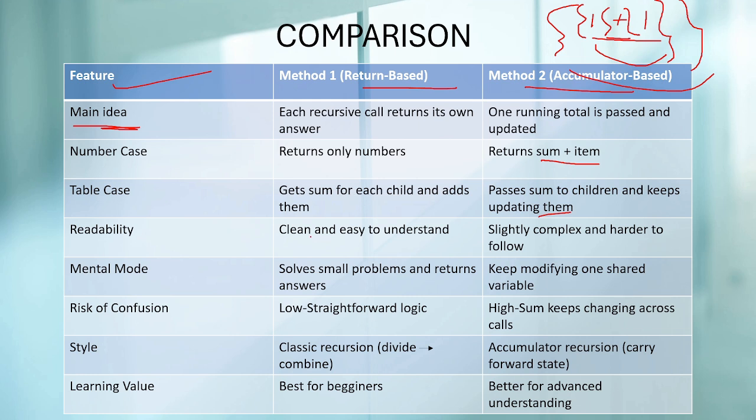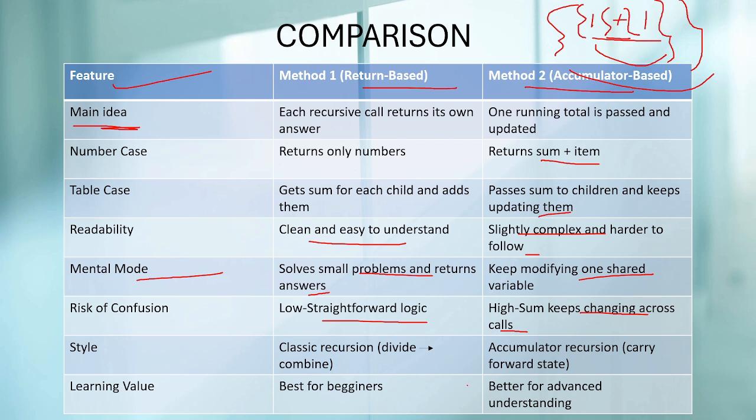For readability, the first is clean and easy to understand, but the second is slightly complex and harder to follow. The mental model: solve small problems and return the answer. So every recursion solves its own tables and then returns the answers, but the second keeps modifying one shared variable, and that was sum. The first version was pretty straightforward, but the second version was not that straightforward. The sum keeps changing across all the calls whenever a recursion is called. So the sum keeps updating, right?